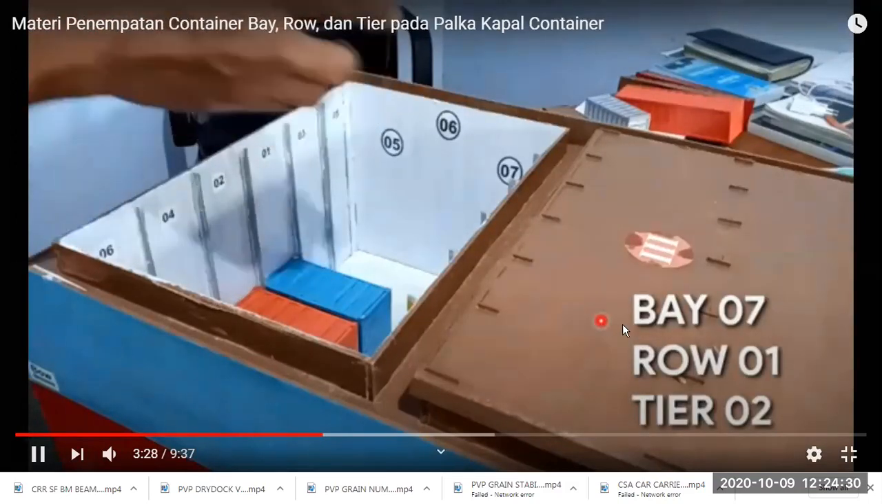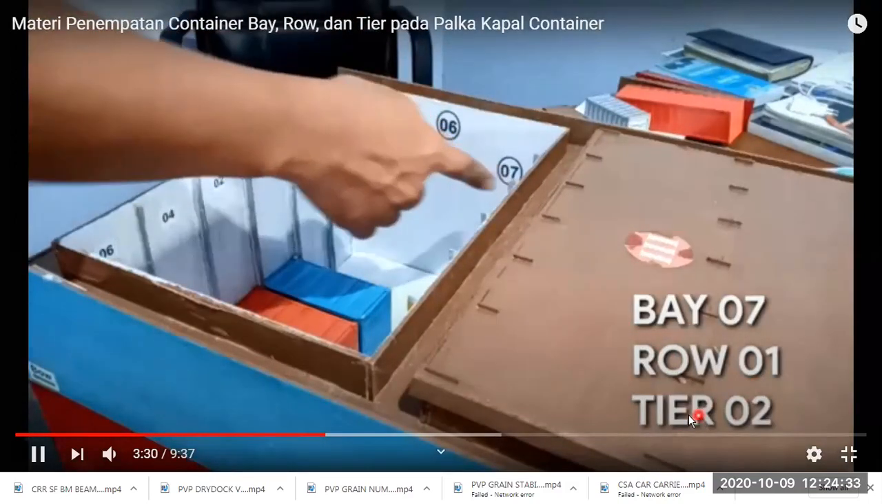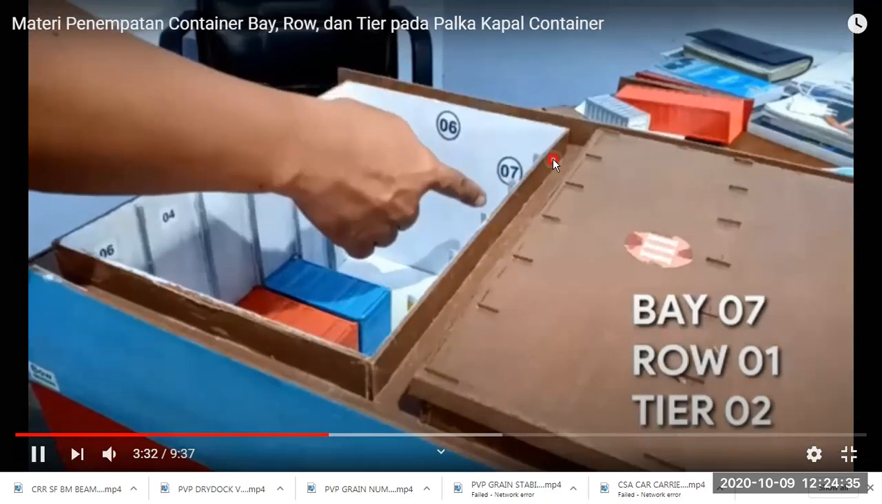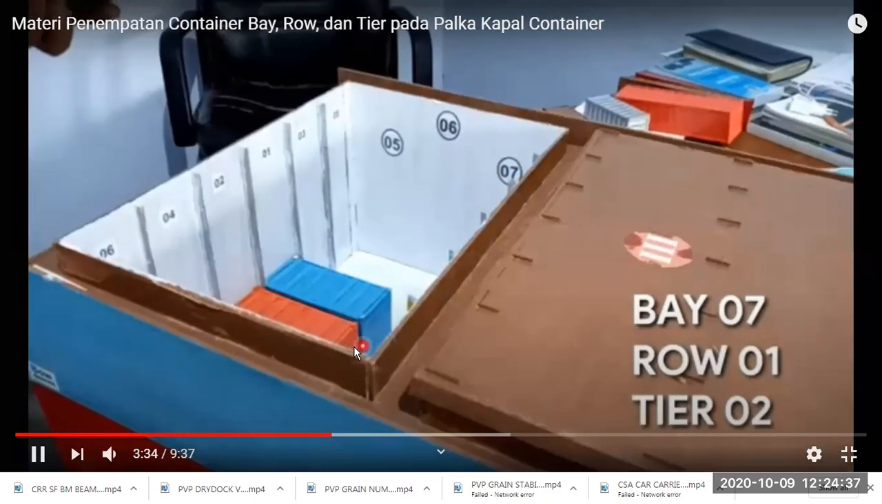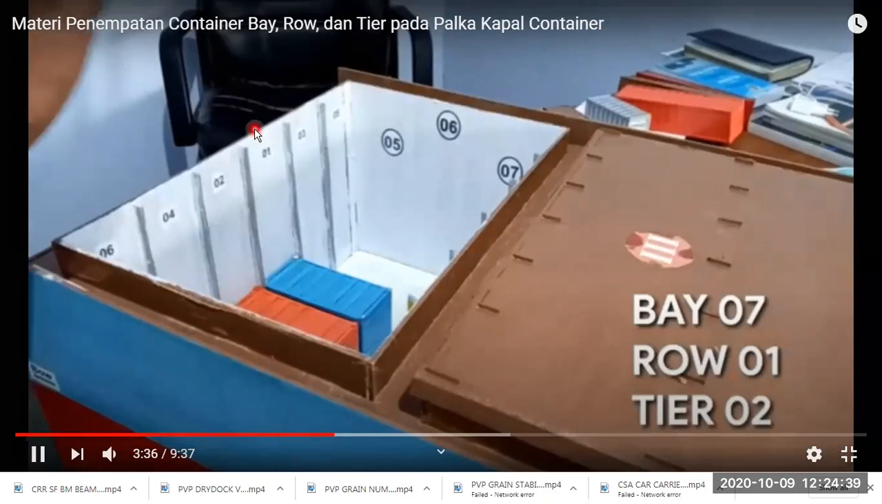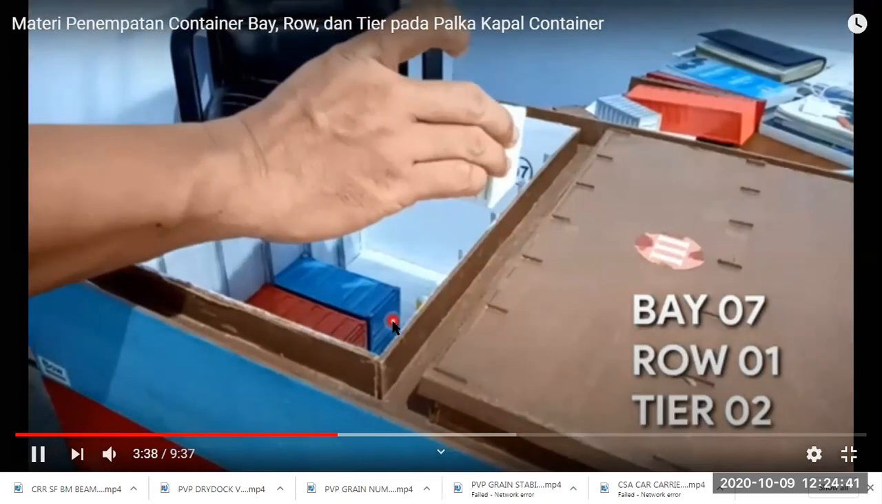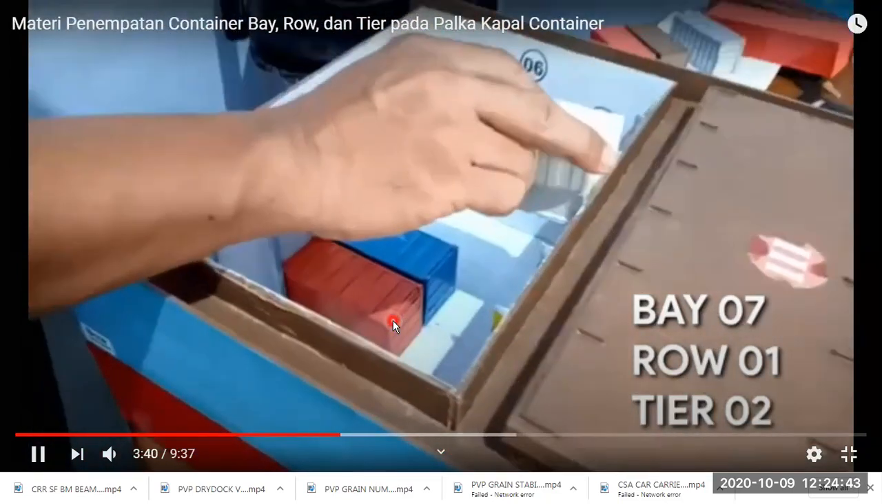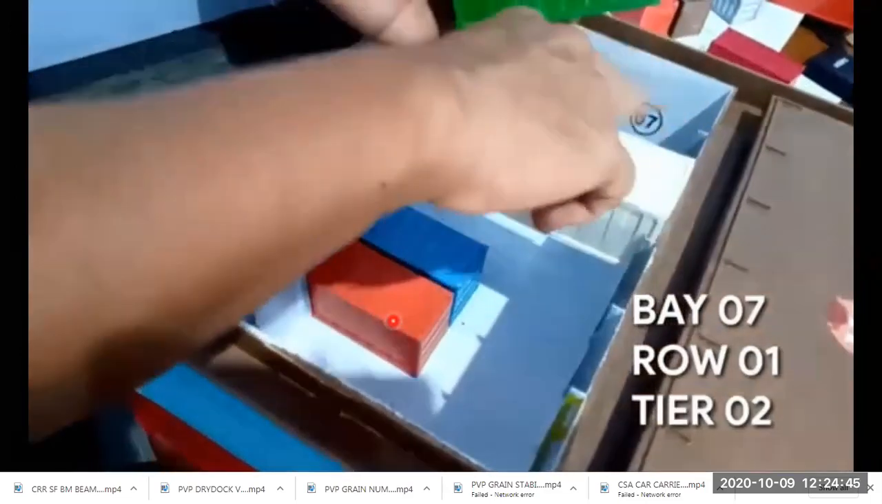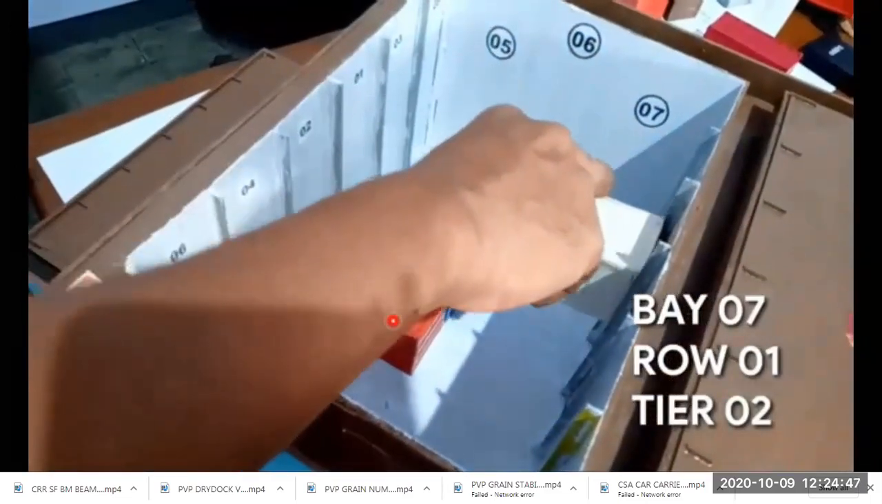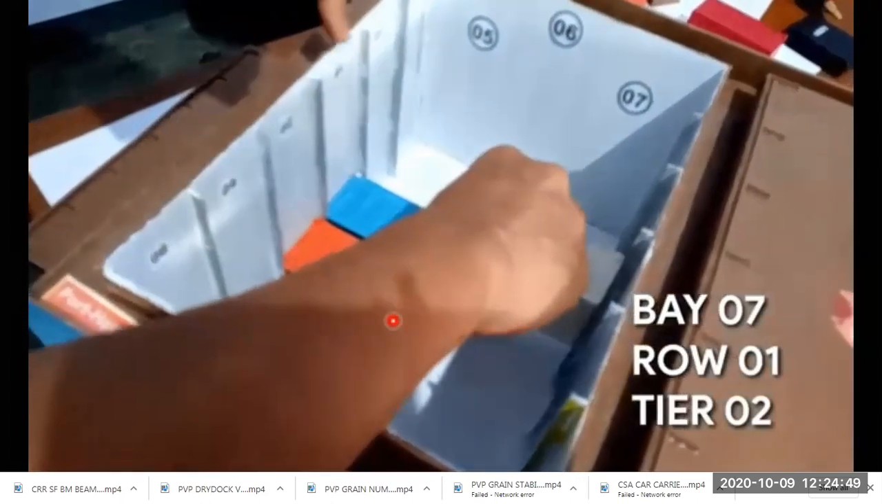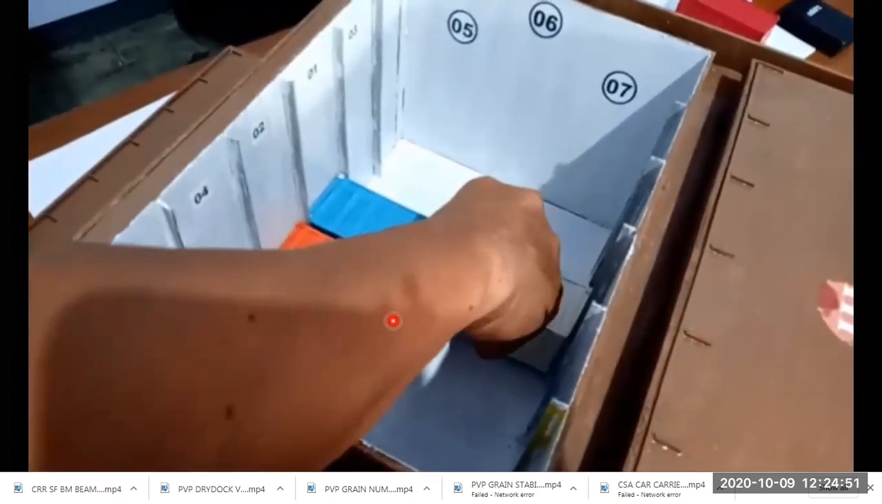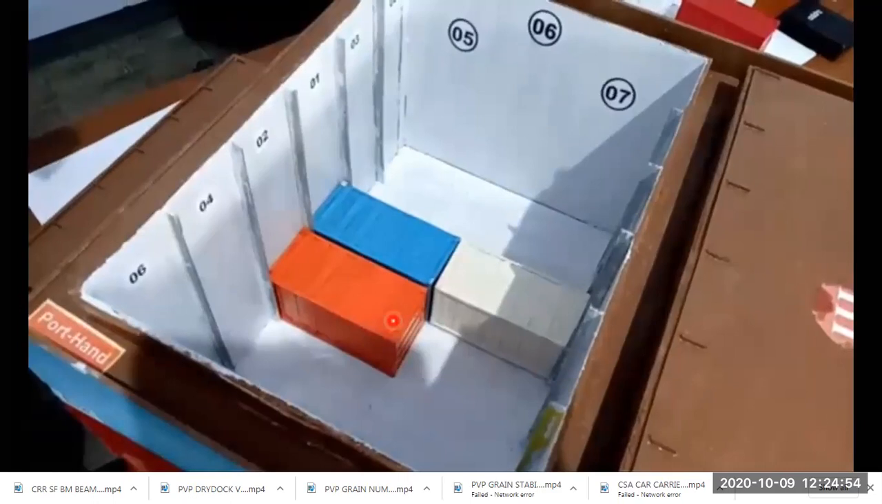Now we go to bay 07, row 01, tier 02. So this is bay 07 and row 01 and tier 02. That is the first container on the deck. And these are the cell guides. It is passing through the cell guides and going down so that it does not move on the way.